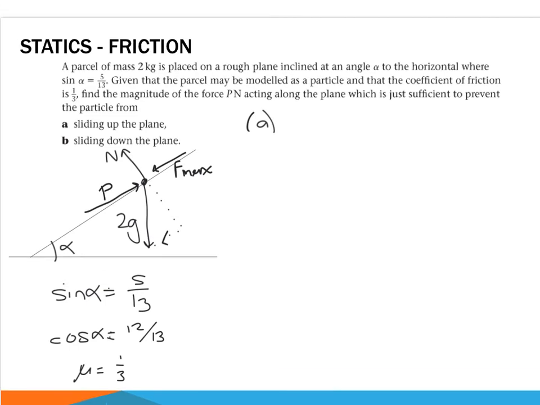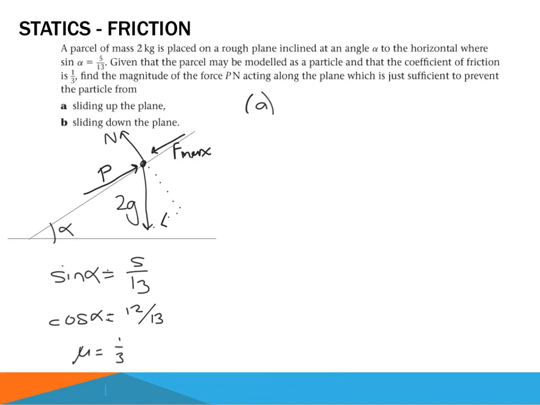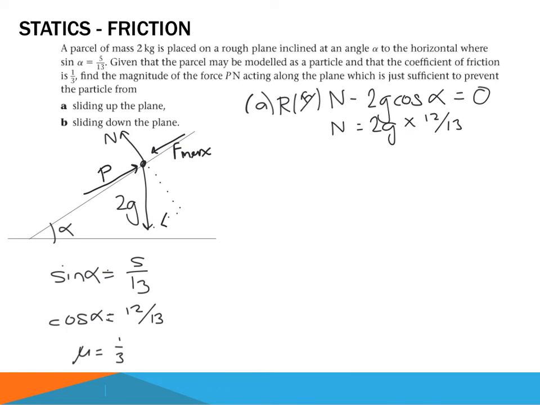Okay, so resolving perpendicular. So first we'll go perpendicular. I'm going to go up towards the normal, so the normal minus 2g cos alpha is equal to 0, and I know that cos alpha is 12 over 13, so my normal is equal to 2g times 12 over 13. So either I could leave that as a simplified fraction 24g over 13, or if you prefer you can go for the decimal value of 18.1 newtons.